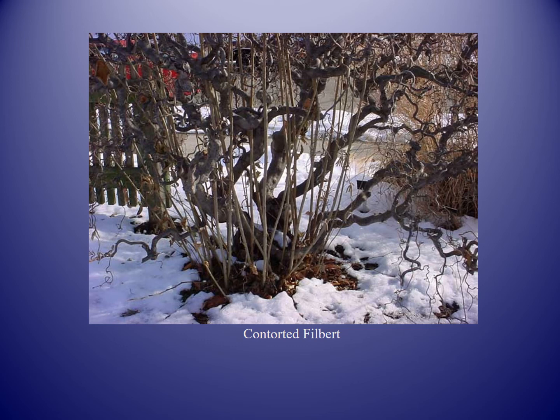So contorted filbert is supposed to have twisted, contorted stems, but these suckers that develop from the root system are a different genotype. So they are straight. They are not twisted or contorted, and you need to remove those. You need to prune those out. Otherwise, they will eventually take over the plant and kind of destroy the look of the contorted filbert plant.